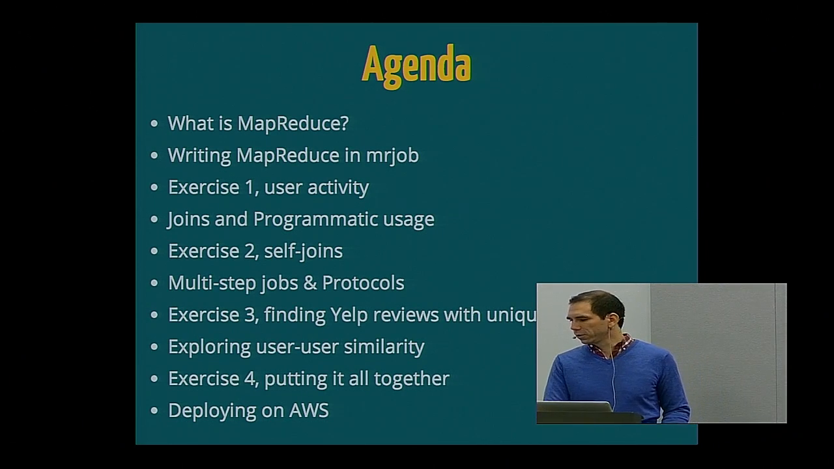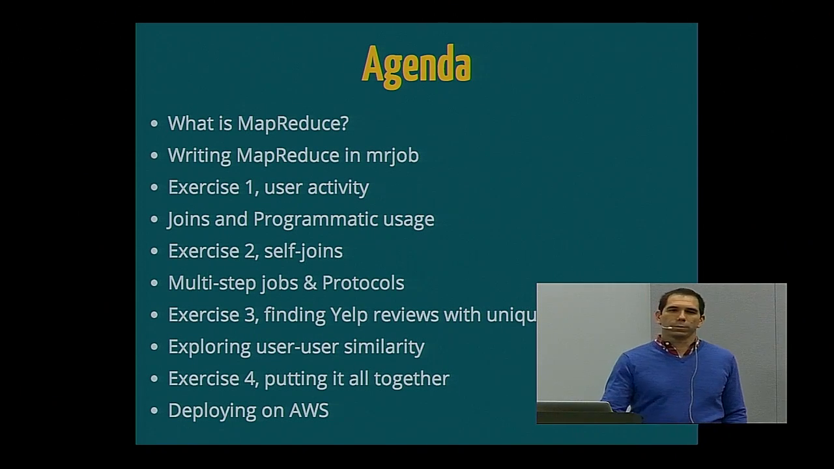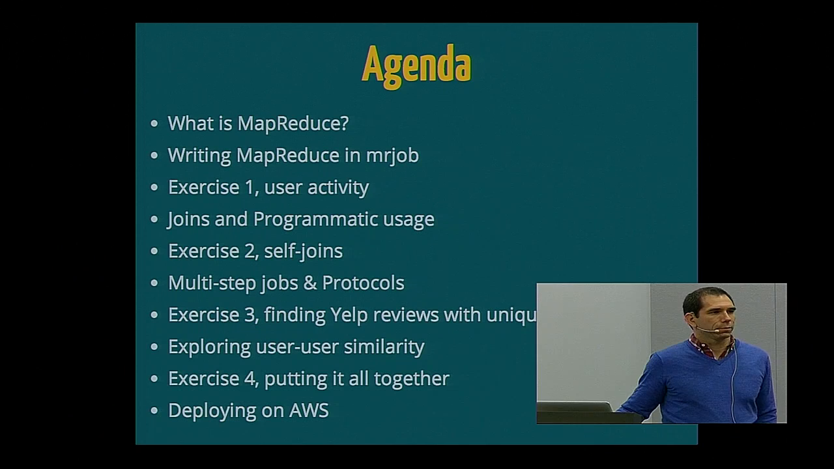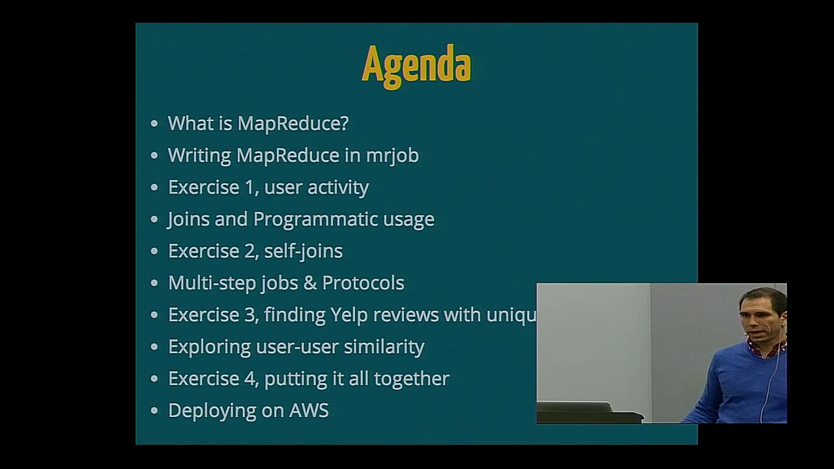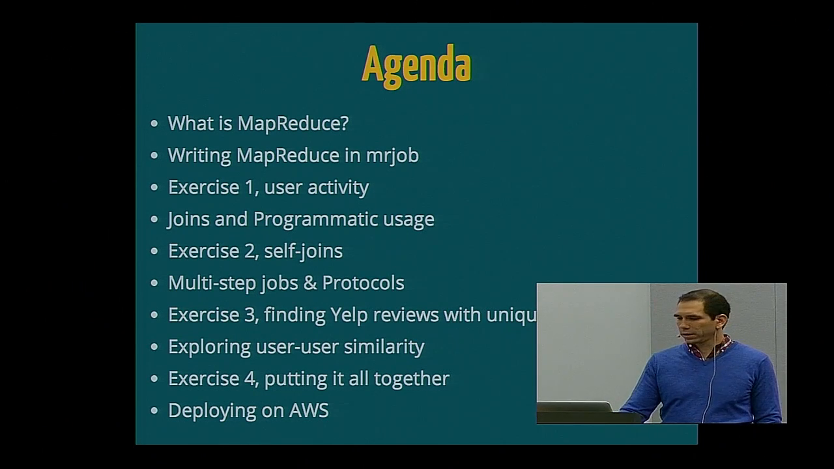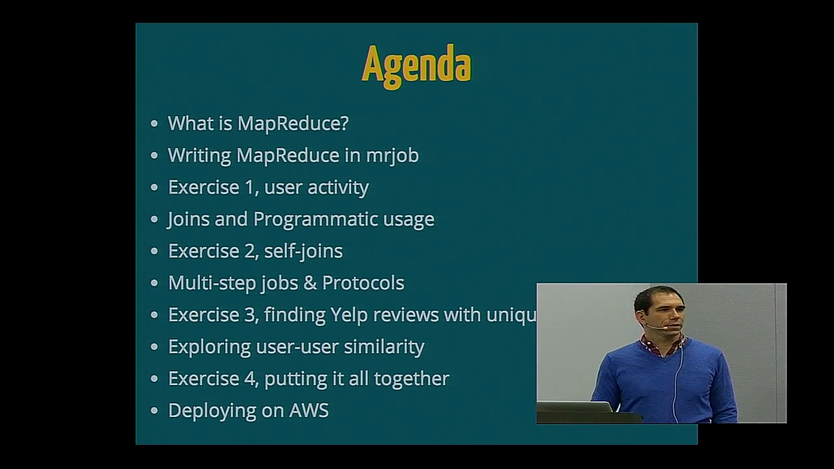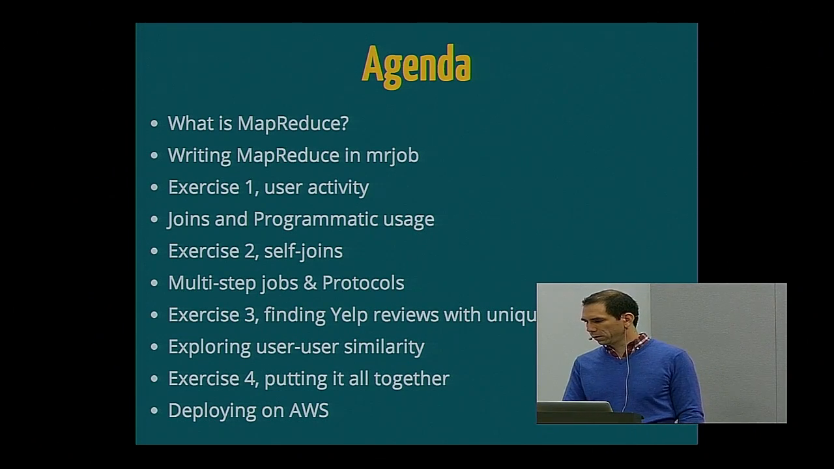Then we'll go into what protocols are for mrjob. And then we'll be using a sample of the Yelp data set to look at data from reviews and user-user similarity, and then kind of putting it all together in exercise 4. Finally, I'll talk about AWS and how mrjob fits in there. And if we have time, do just a quick demo of what that looks like.